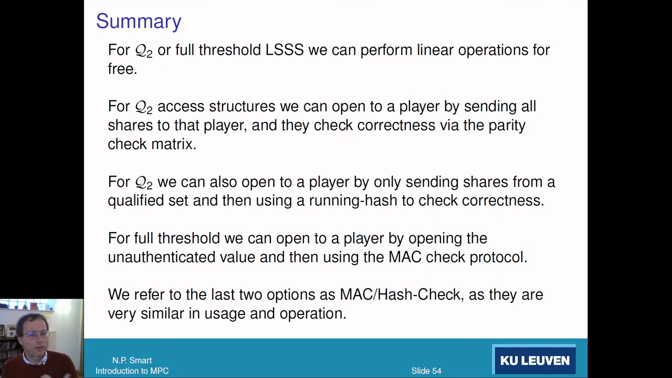For the last two options, we have this MAC and hash check protocol to check consistency, and that's done in a very similar manner. So we seem to be able to now do computations, we can check computations, and we can do linear operations. Except linear operations are rather boring, and so what we really want is to be able to compute arbitrary operations. To compute arbitrary operations, we have to be able to multiply these secret shared values. And that's what we're going to do next.